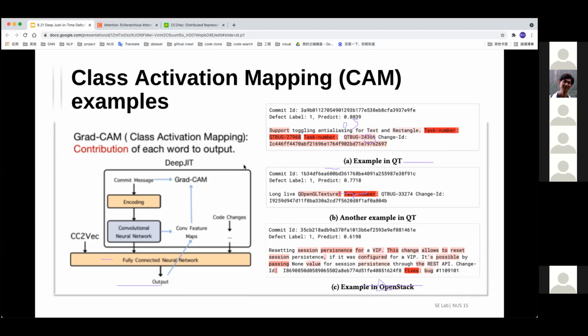And how about you doing this? You can provide a Grad-CAM version based on NLP. That's another idea, right? Yeah. Let's keep going. Let's finish what we have now.